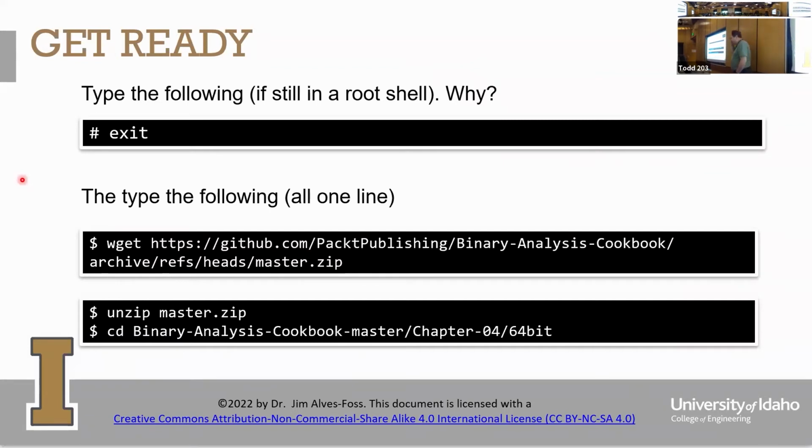So if you're still in a root shell, exit. I want you to download, if you're willing, the book files. It's not very big. So can anybody tell me what wget stands for? Yeah, WebGet. Instead of going to a browser and searching for this and hitting download, you just use WebGet and it just fetches the file for you. It'll be a zip file, you unzip it, and it'll expand it into binary analysis cookbook /master, and we'll change into chapter 4, 64-bit. So what he has in his different chapters is both 32-bit and 64-bit compiled executables for different test cases.